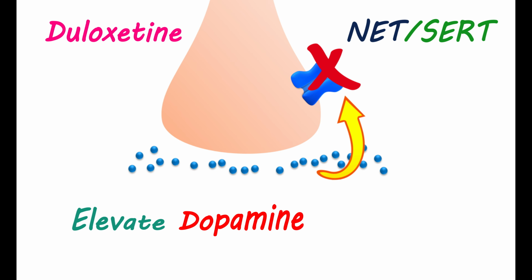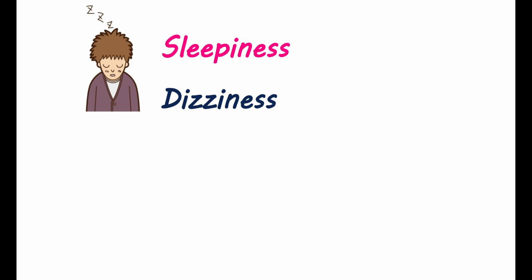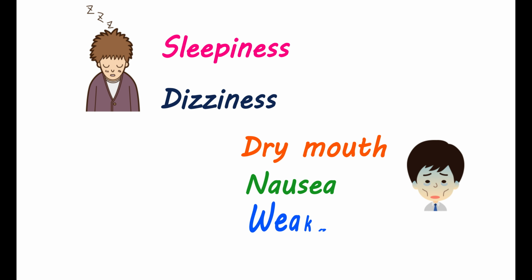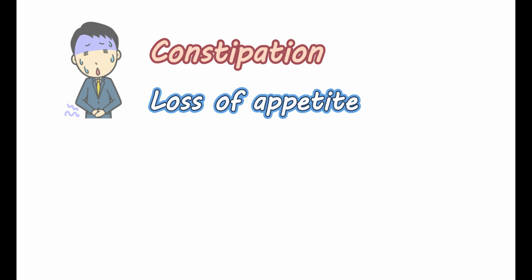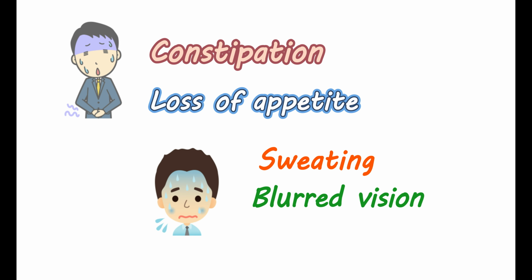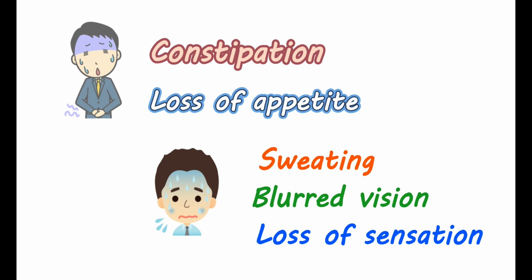Duloxetine can also elevate levels of dopamine to a small extent. Side effects. You may have sleepiness and dizziness with the use of duloxetine. It can also produce dry mouth, nausea, and weakness. In a few people, it can cause constipation and even loss of appetite. Sweating, blurred vision, and loss of sensation are also observed.